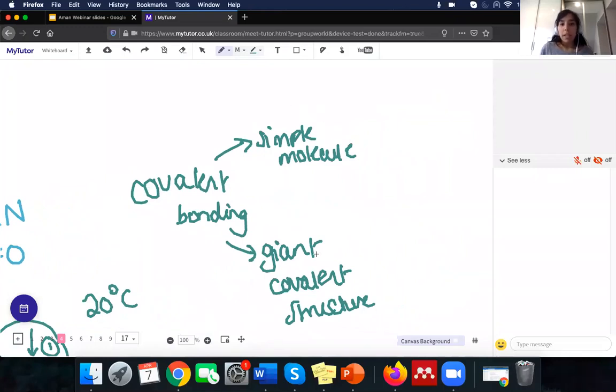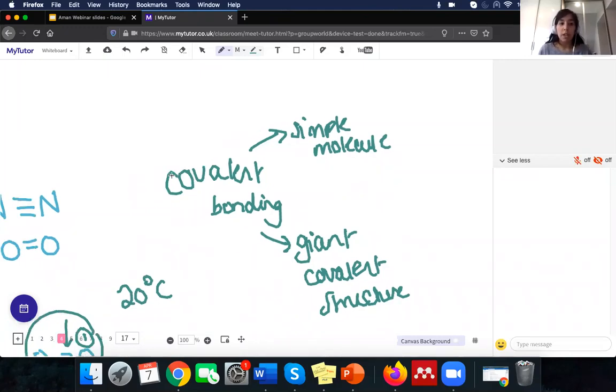And in giant covalent structures, diamond doesn't conduct electricity because there are no free electrons, but graphite does because there is one delocalized electron from each carbon atom. So remember I said that graphite forms only 3 bonds, whereas carbon atoms have 4 electrons in their outer shell, which means they can form 4, but they don't. And so that means that giant covalent structures, diamond doesn't, but graphite does conduct electricity.